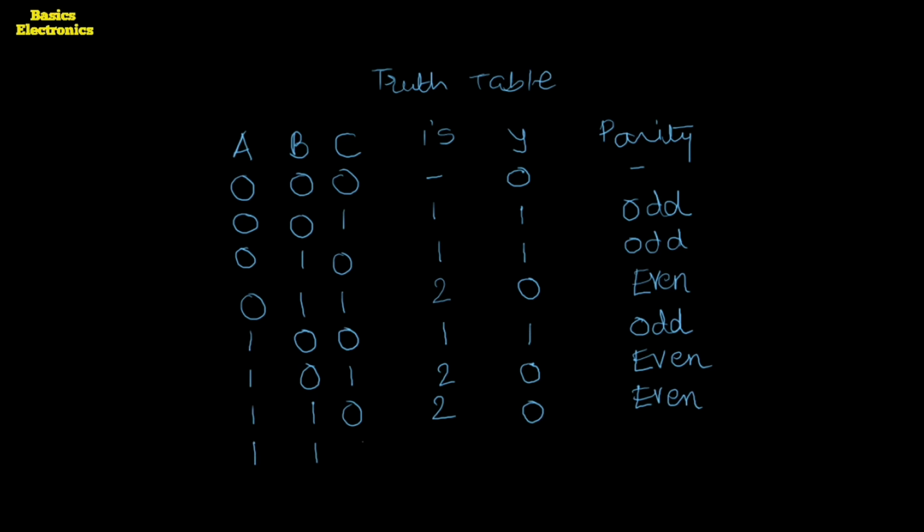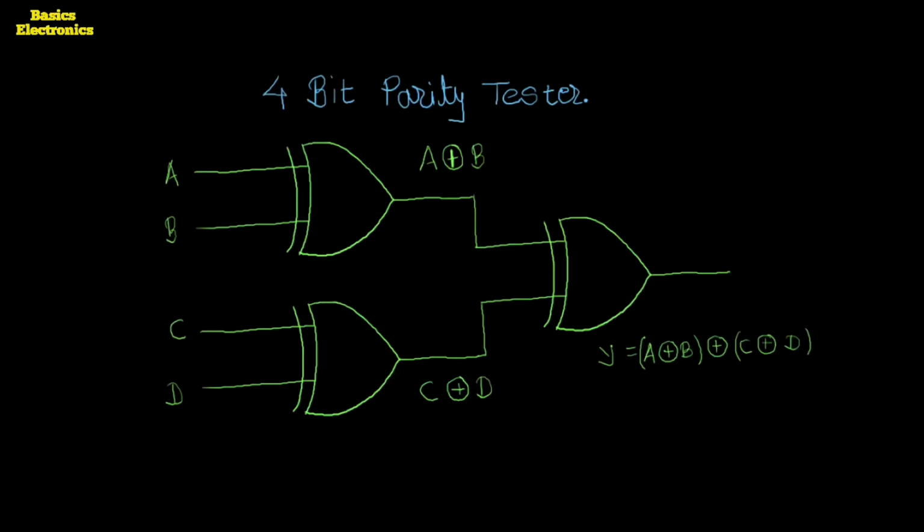When all inputs are 1, 1, 1, the number of ones is 3, and 3 is an odd number, and for an odd number of high inputs the XOR gate produces a logically high output. Here the parity is the odd parity. This is the table for the 3-bit parity tester.